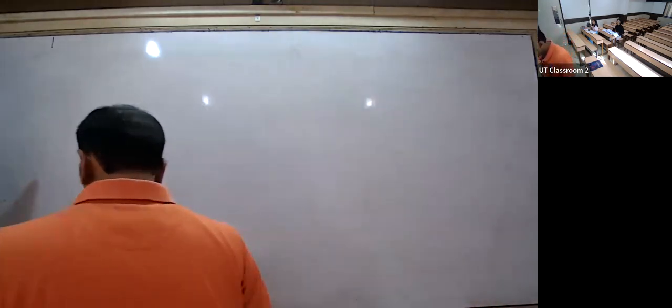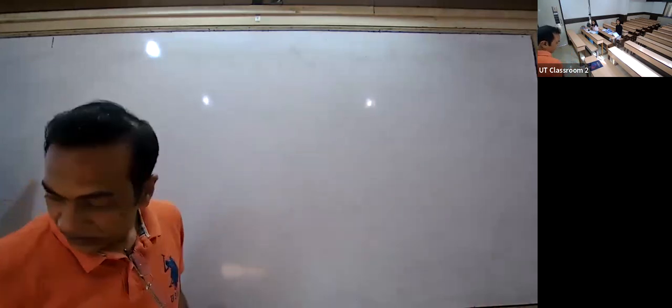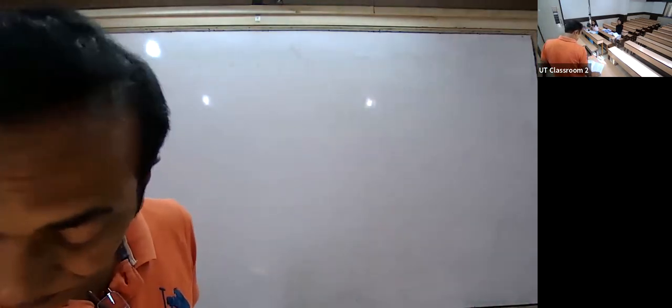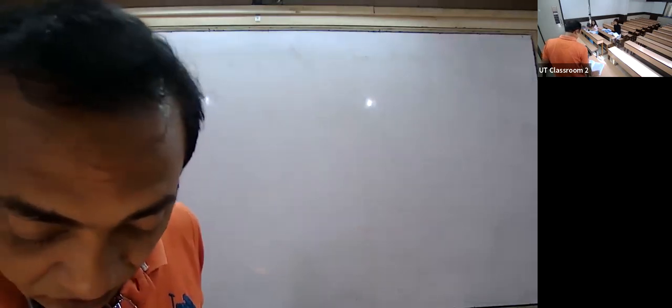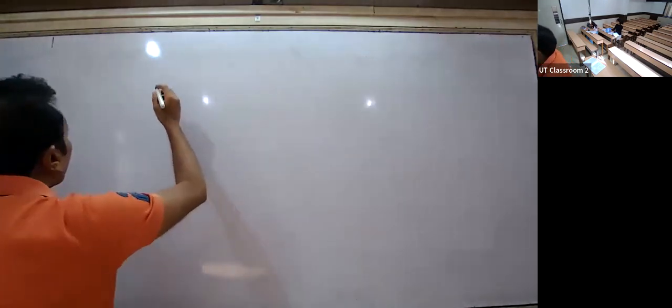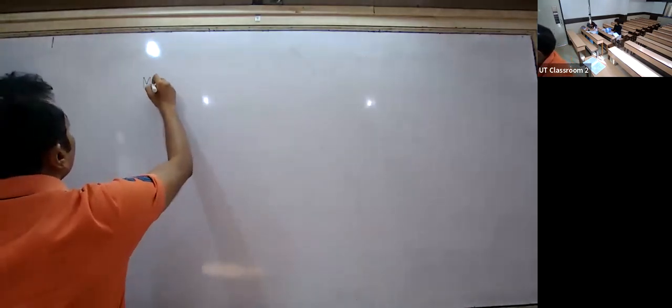Okay, with this, we will begin the last part of this chapter, which is measurement of time. So far we learned about how to take measurements of length. Now, measurement of time.